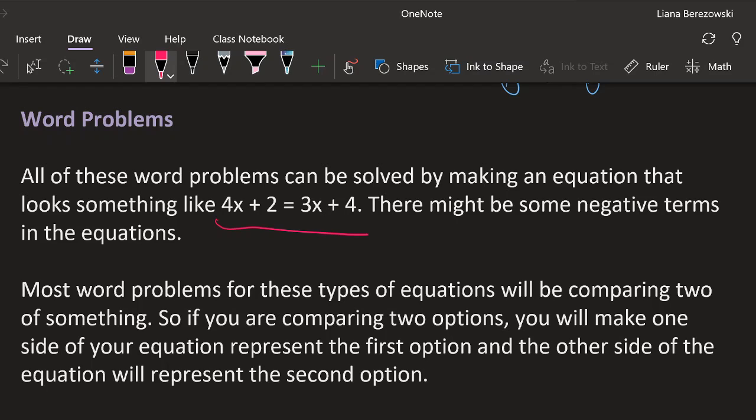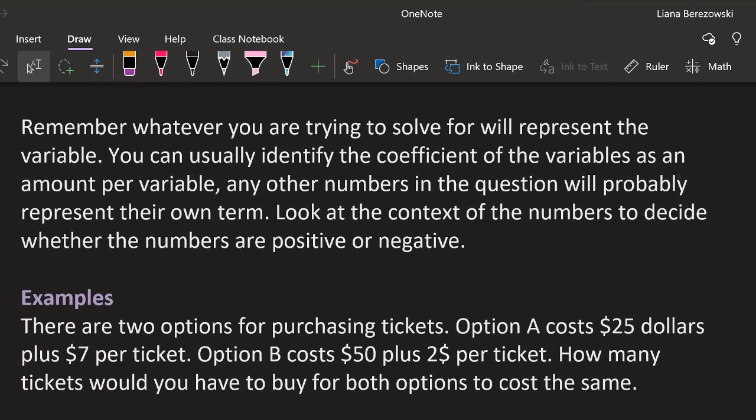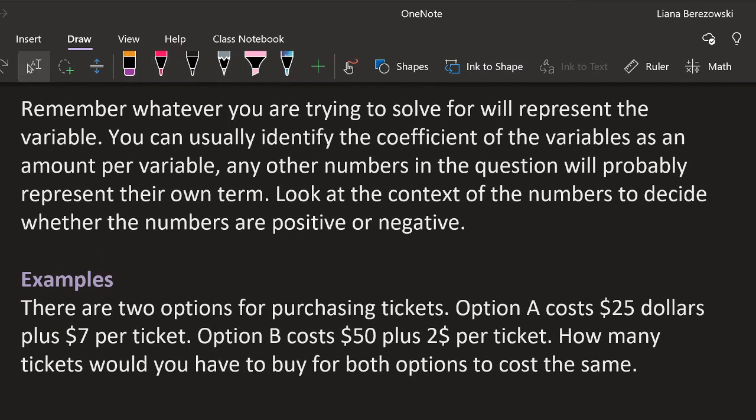Most word problems for these type of equations will be comparing two of something. So if you're comparing two options, one side of your equation represents the first option, the other side of the equation represents the second option. Remember, whatever you're trying to solve for will represent the variable. So just like in the simple equation problems we were doing, the thing that we didn't know was the variable. You can usually identify the coefficient of the variables as an amount per variable. Any other numbers in the question will probably represent their own term. Look at the context of the numbers to decide whether the numbers are positive or negative.